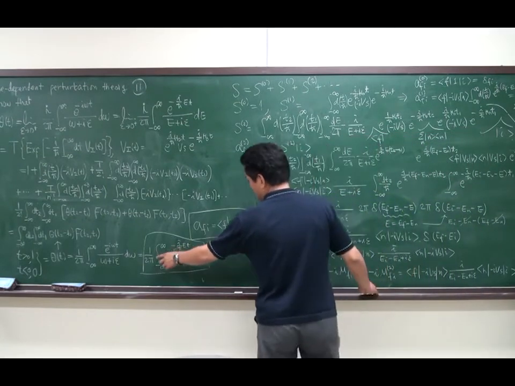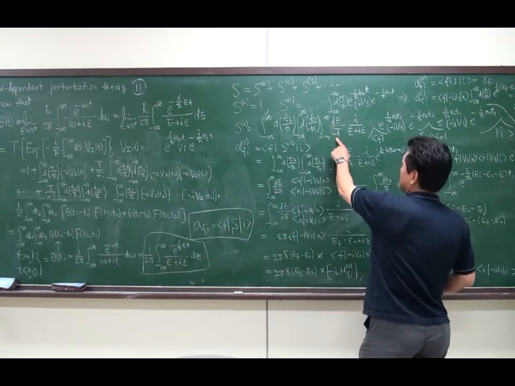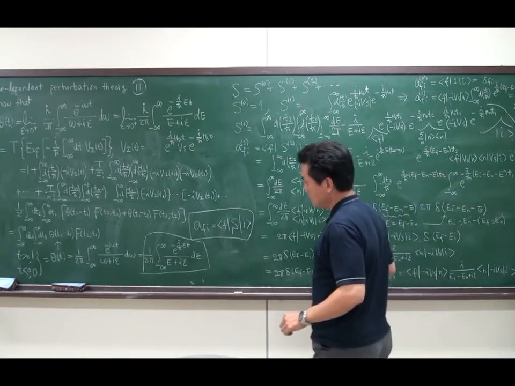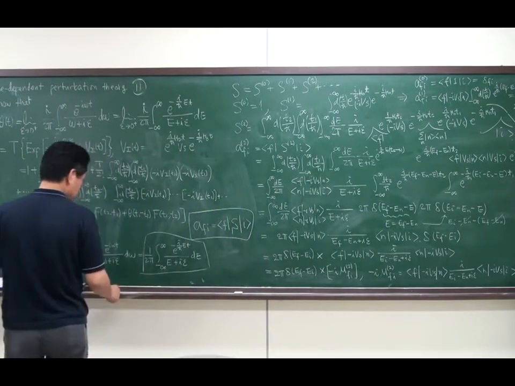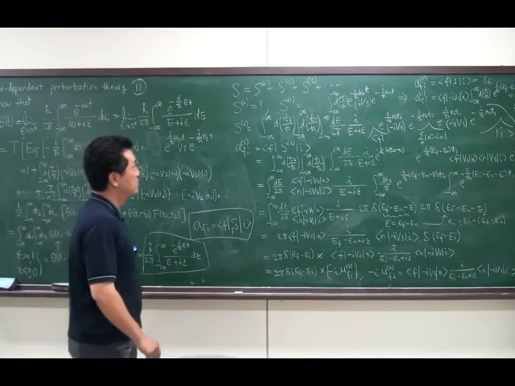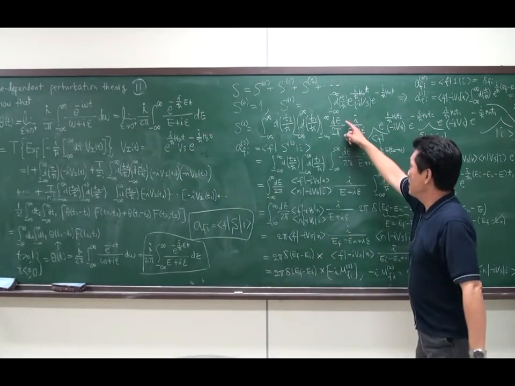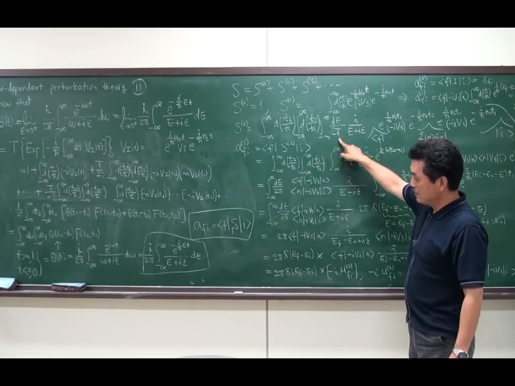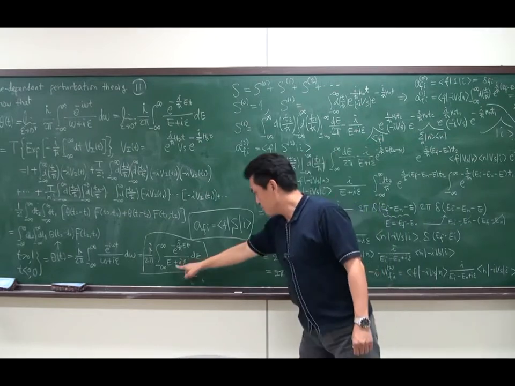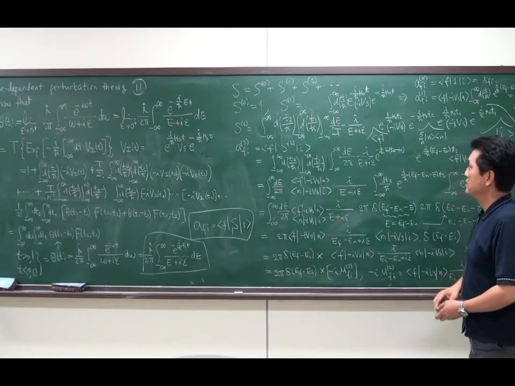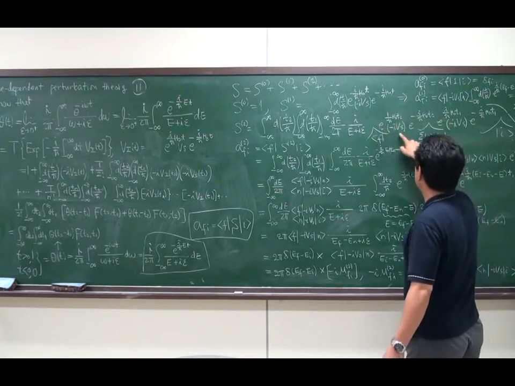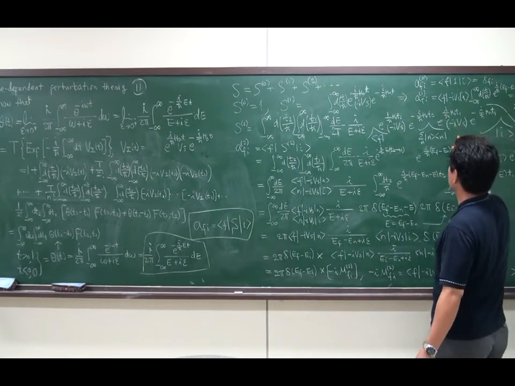So the energy integral with denominator 1 over 2 pi. Oh, I am missing an i here. So the energy integral over 1, 2 pi, and this i appears here, i over energy plus i epsilon. Okay? And this is the interaction picture operator for the potential.